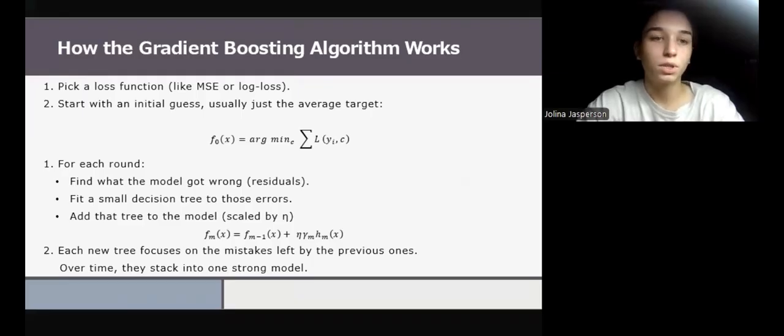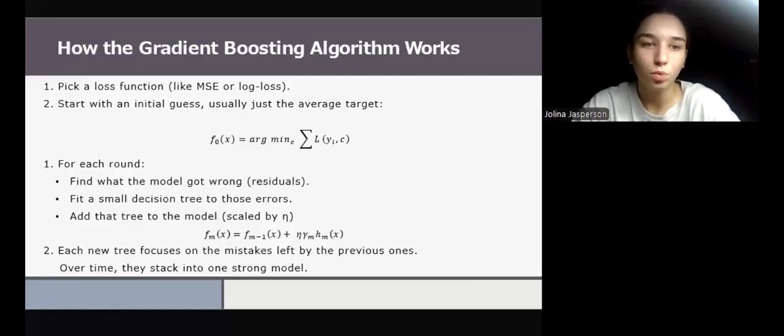Here's how the algorithm works. First, we pick a loss function, like mean squared error or log loss. Then we start with an initial guess. The equation says f0 of x equals the value c that minimizes the total loss across all points. In plain terms, we're just picking the starting number, usually the average. Then we loop through each round. First, we find the errors, how far off the model is. Then we train a small tree to predict those errors. Then we update the model.